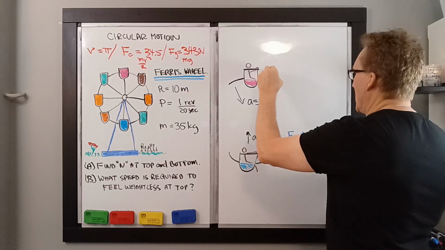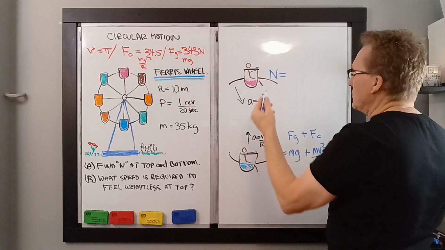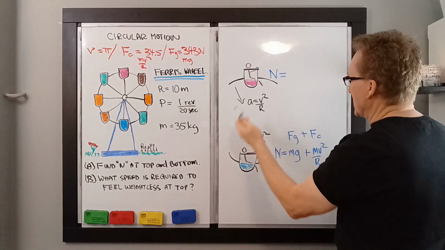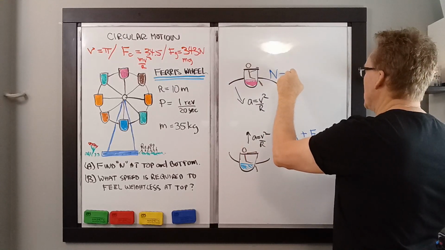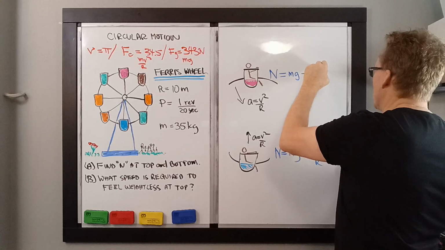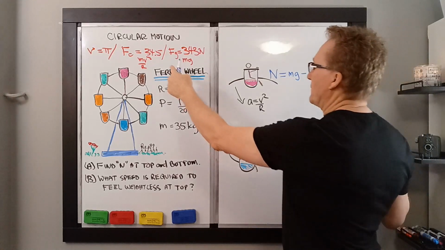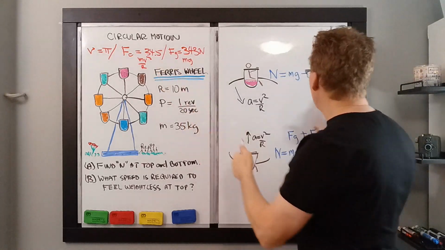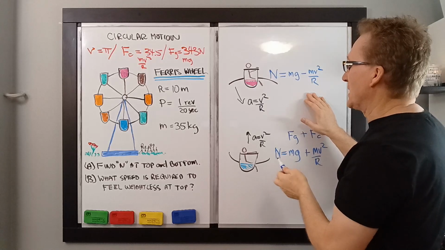And similarly at the top, they're going to feel lighter. Now you know this by experience. I'm just trying to give you the mathematical justification for it. It's going to be mg minus mv squared over r. Fortunately, we've already done these couple of calculations. We can just plug the numbers in here and see what becomes of it.